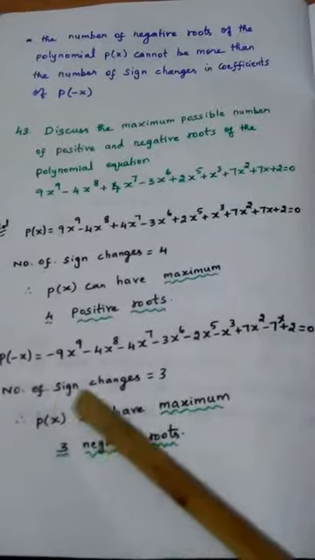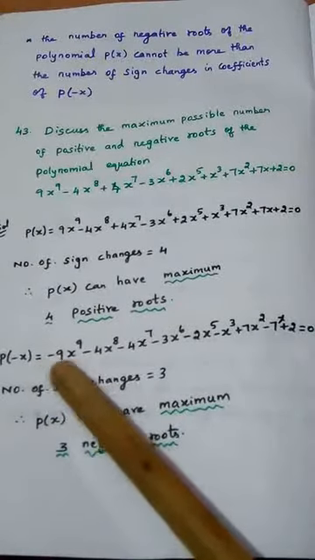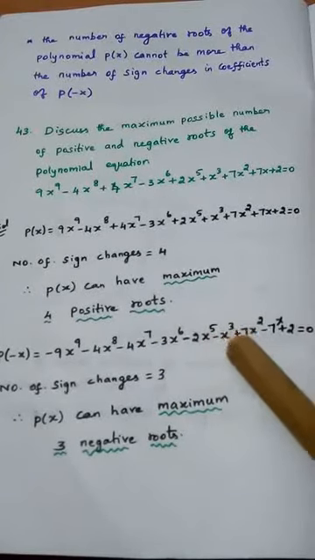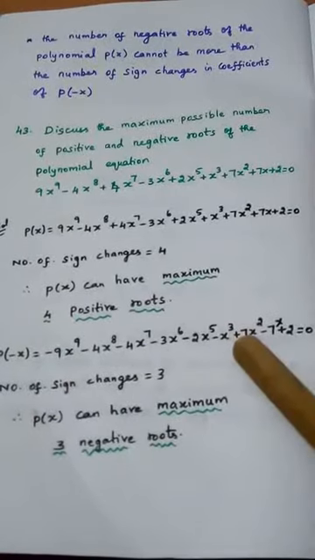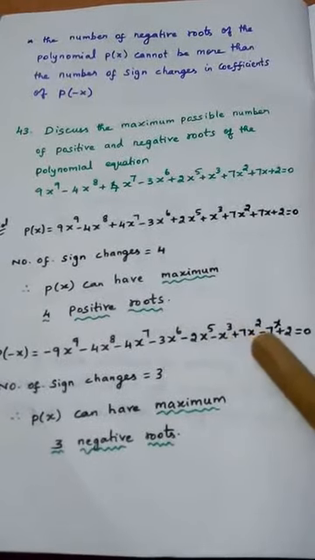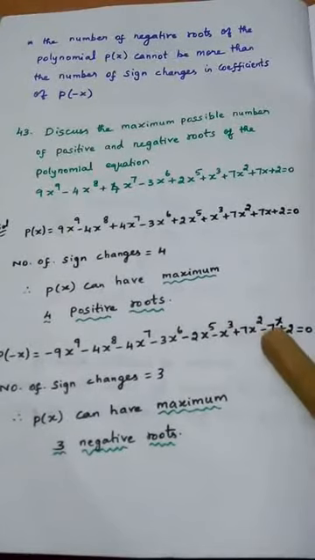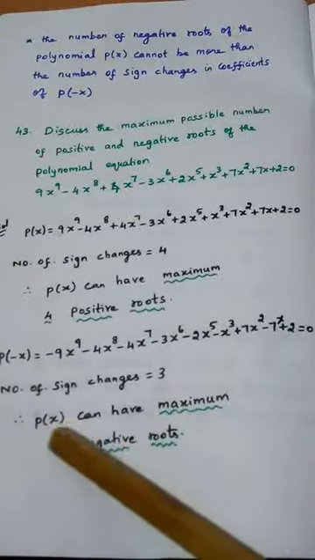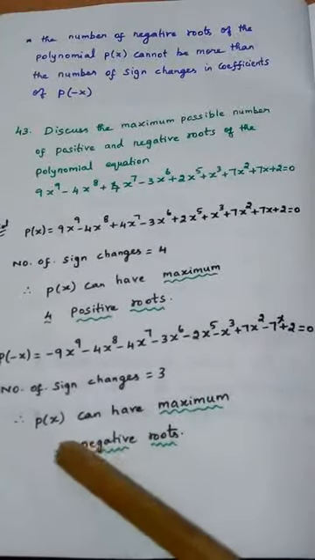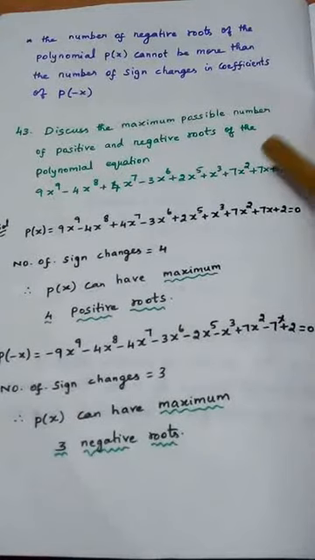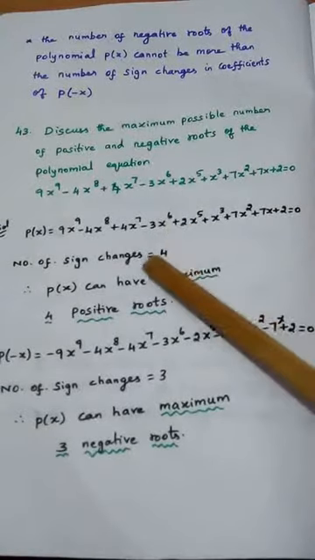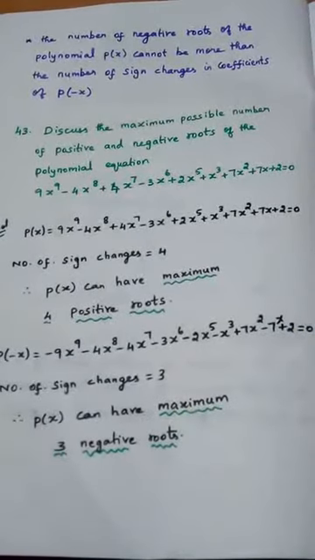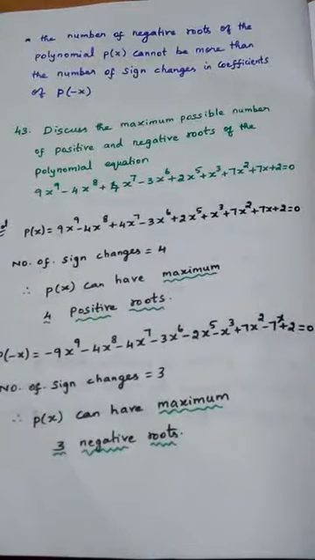Now I am going to calculate the number of sign changes. See, no sign change. Minus, minus, minus, minus, minus. No sign change up to this. The first sign change comes here. Minus, minus, minus, it turns to plus. First sign change. Second sign change, plus to minus. Third sign change, minus to plus. So total number of sign changes is 3. So p of x can have maximum of 3 negative roots. So this equation can have 4 positive roots and a maximum of 3 negative roots. That is the answer. We will see the next sum now.